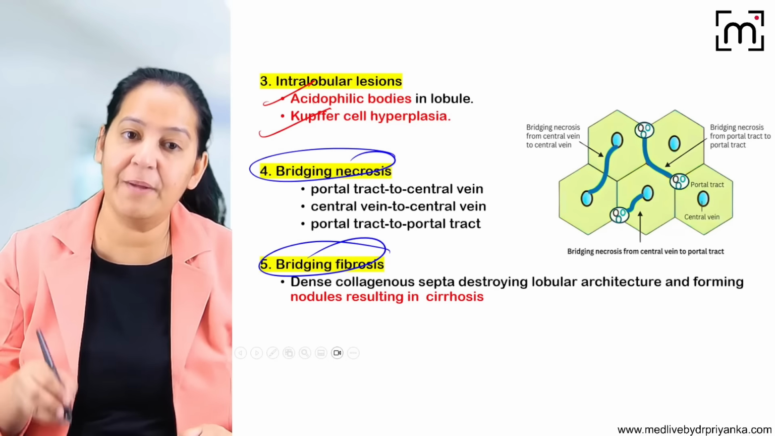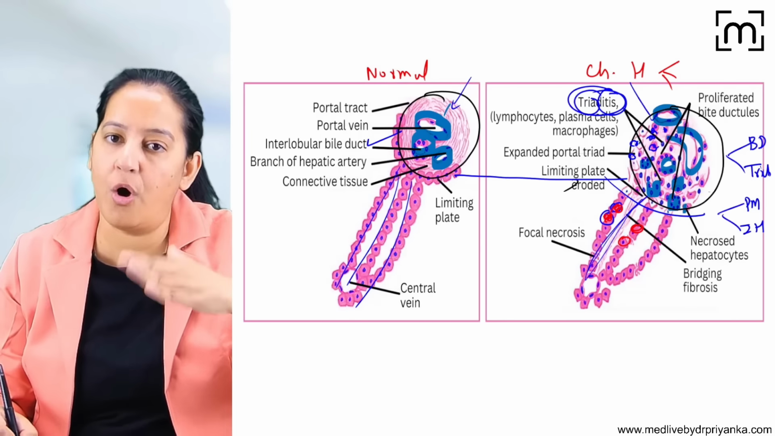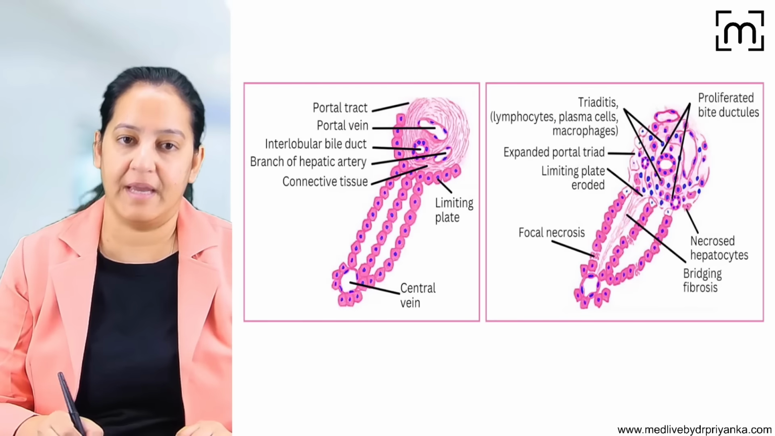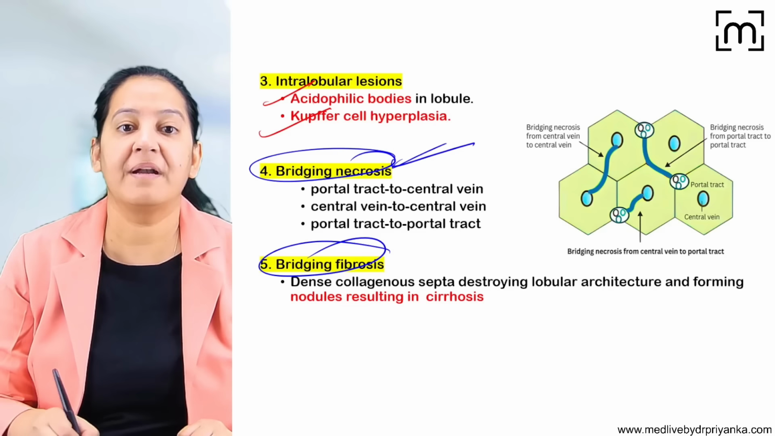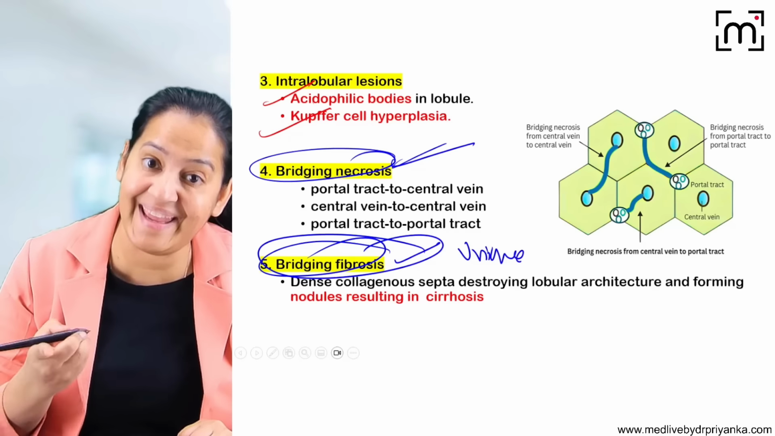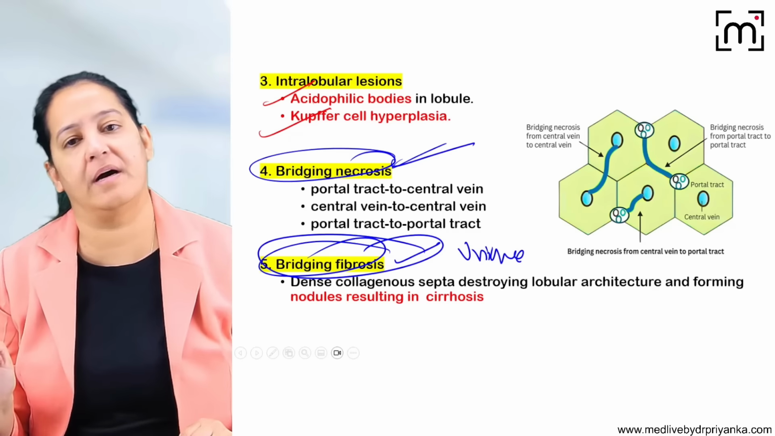So there we have only bridging necrosis. What is bridging necrosis? I told you there. The complete row of hepatocytes is gone and it is necrosed. That is bridging necrosis. So here also we have bridging necrosis, like in acute and chronic also. But here bridging fibrosis is something unique which is present only in chronic hepatitis, not in acute hepatitis.